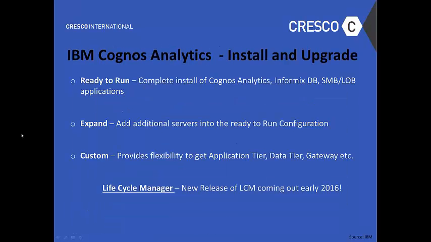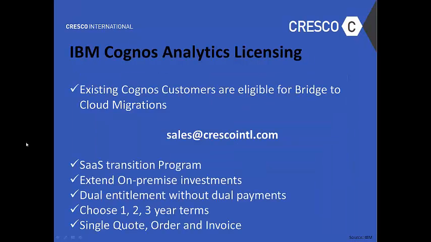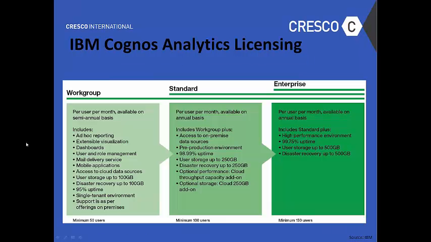Here we discuss the three options with 50, 100, and 150 user minimums. The first one is a workgroup license. The license structure is a semi-annual contract and has about 95% uptime, user storage of about 100 gigs, and disaster recovery up to about 100 gigs as well. You'll still get the general services like ad hoc reporting, visualization, user role management, etc. Those things will all be available for you at this point.